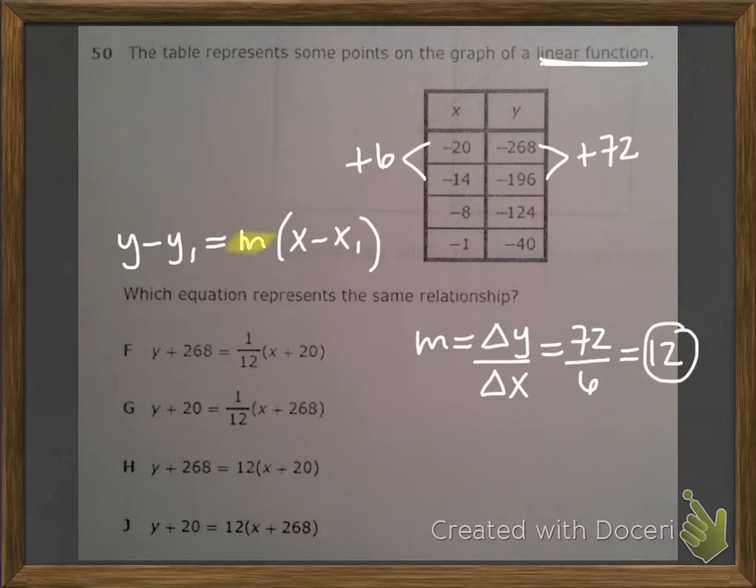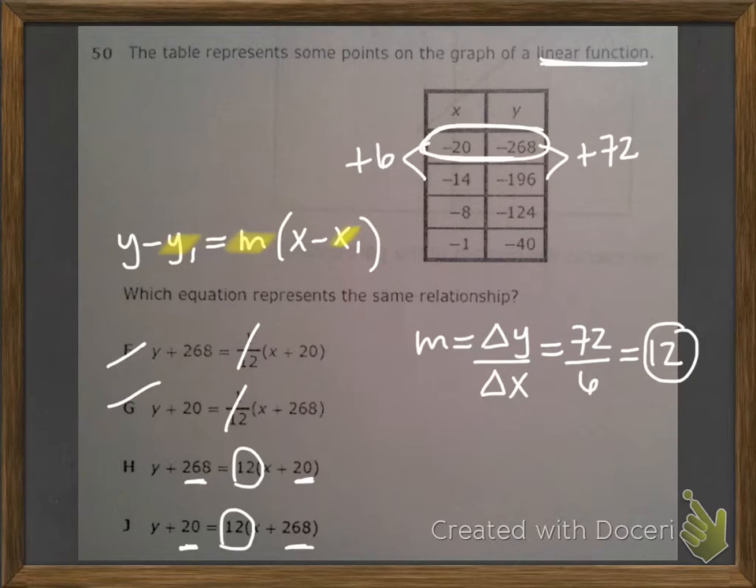So I'm looking in my equations for the ones that have a slope of 12. Remember, slope is right here. I see this one has 1/12, this one has 1/12, I see 12, I see 12. So I can eliminate F and G. That's great. Now I'm going to look a little bit further at the x1 and the y1. It looks like H and J both have 20 and 268. That point up here is the very first point.